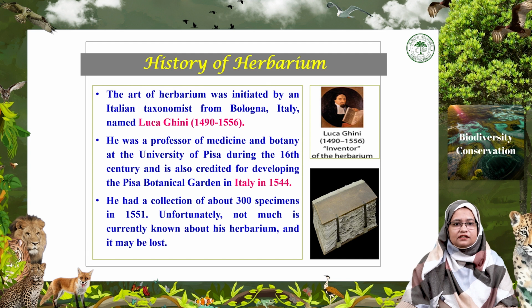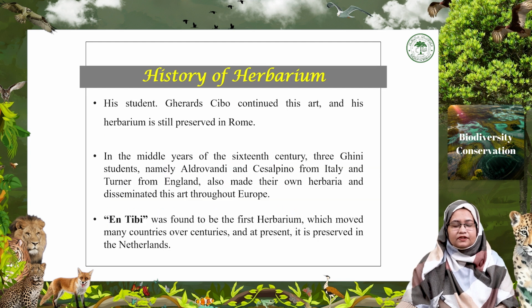As you can see, this is the image of Luca Ghini, who is the inventor of herbarium, and this one is the type of record that he prepared. Then his student Gerald Cibo continued this art, and his herbarium is still preserved in Rome. In the middle years of the 16th century, three of his students, namely Aldrovandi and Cesalpino from Italy and Turner from England, also made their own herbaria and disseminated this art throughout Europe.